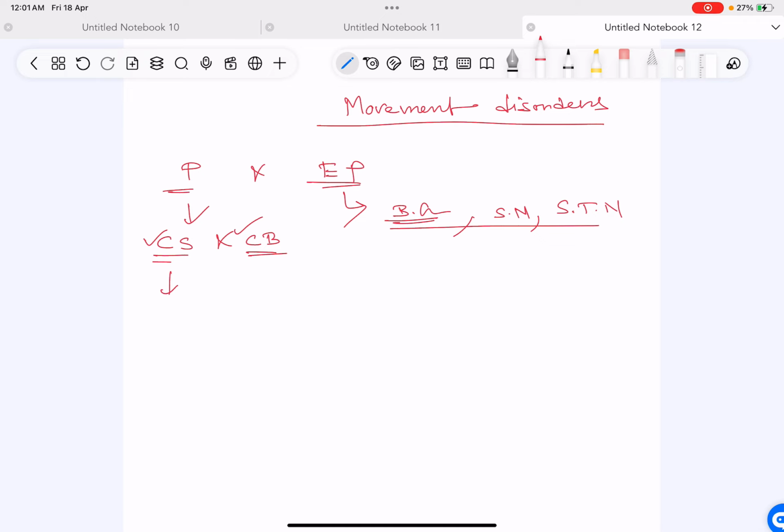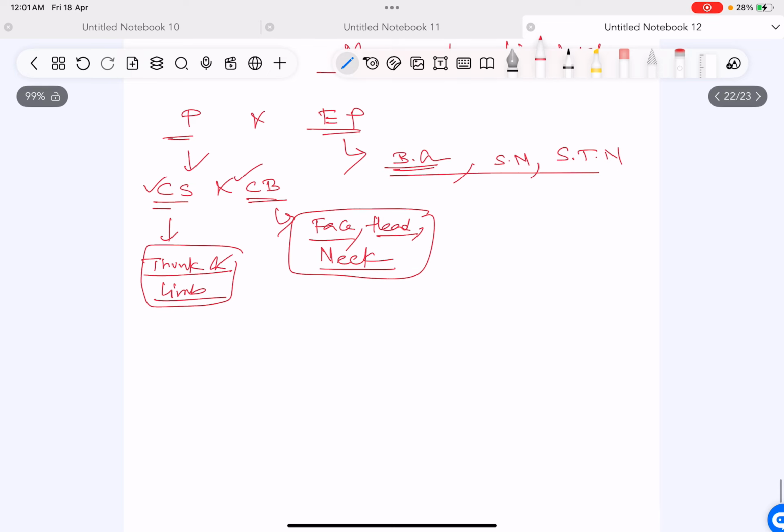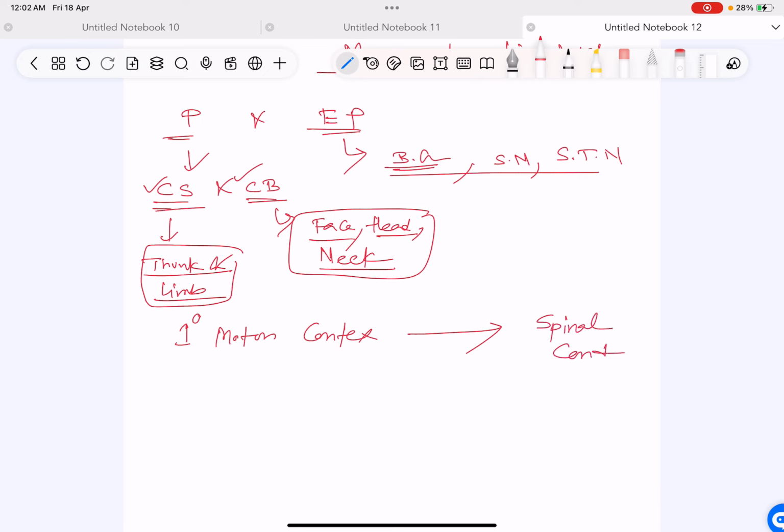The corticospinal tract controls our trunk and limb. Okay, whereas the corticobulbar tract is controlling our face, head, and neck region. So corticobulbar tract controls the face, head, and the neck region. Corticospinal tract controls the trunk and the limbs. The corticospinal tracts go from the primary motor cortex to the spinal cord. So this is for the corticospinal tract.